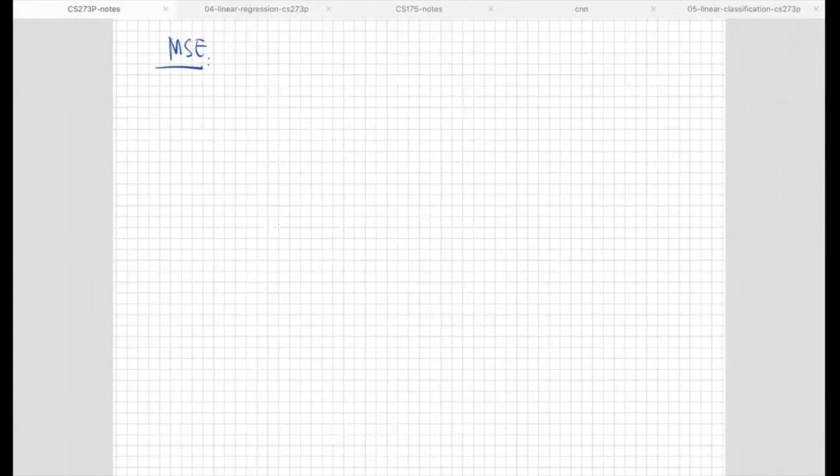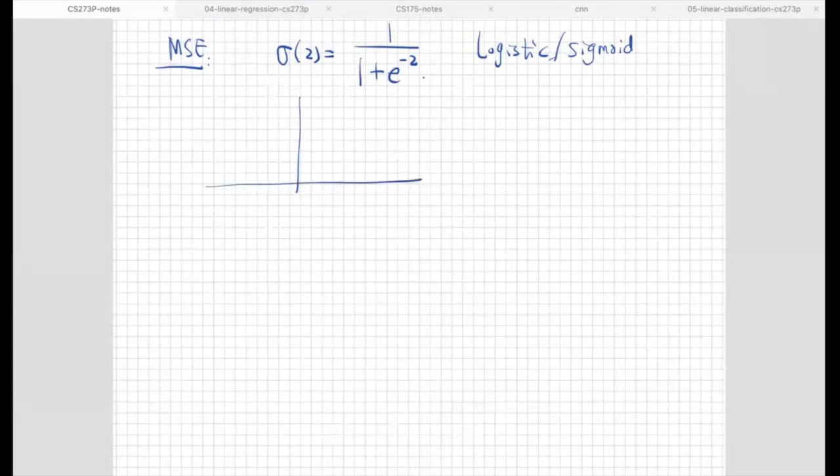So I have this sigmoid function. Let's first define the sigmoid function as 1 over 1 plus e to the minus z. That function is called a logistic function, or sigmoid function. This function takes values between 0 and 1, approaching 1 on the right-hand side and approaching 0 on the left side. So this will be z here, and that's the sigmoid function. In the middle, it is 1/2.